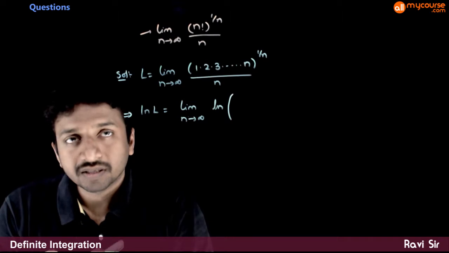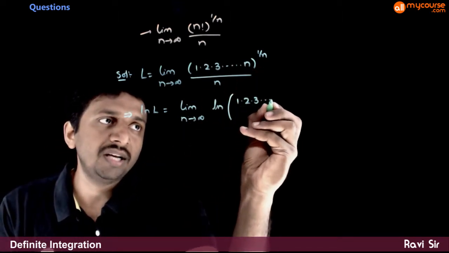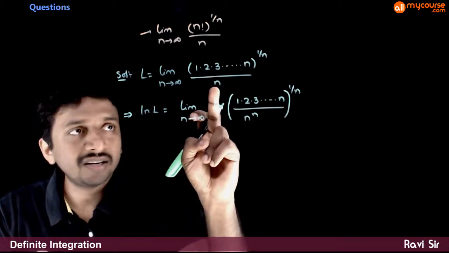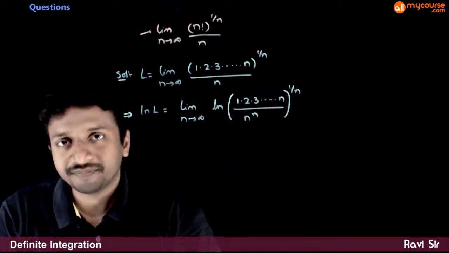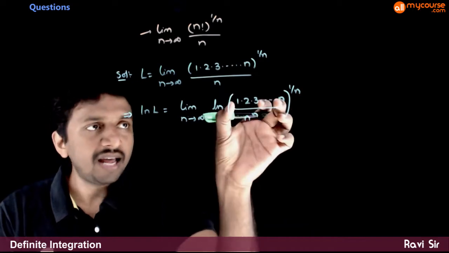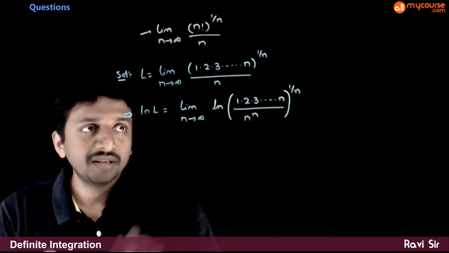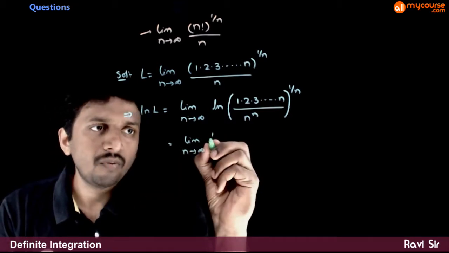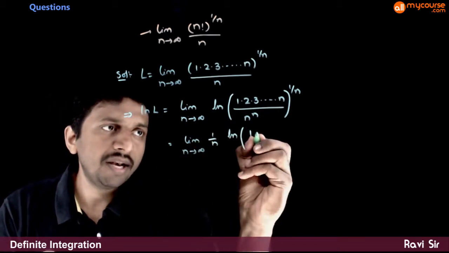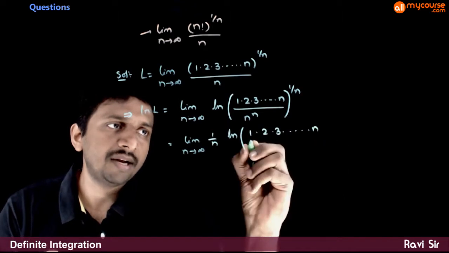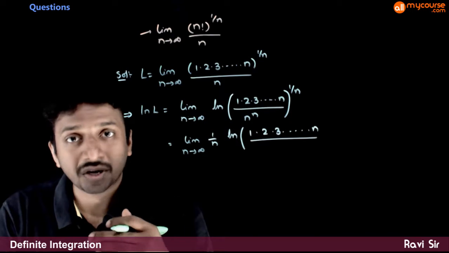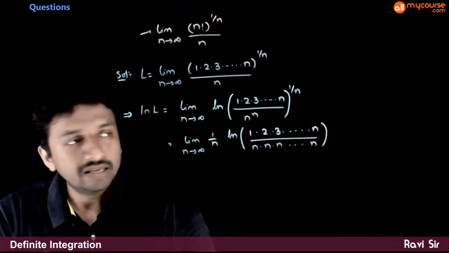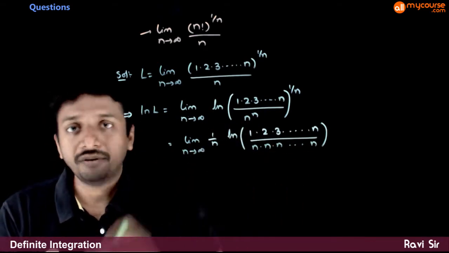ln of, I can write it as 1 into 2 into 3 into so on up to n, by n power n, whole power 1 by n. The denominator n can be written as n power n whole power 1 by n, which is the same as n. We know that the power inside log can be brought outside. That is equal to limit n tends to infinity 1 by n into ln of 1 into 2 into 3 into so on up to n divided by n power n, which is nothing but the product of n taken n times. So I can write it as n into n into n into so on into n. In the numerator you have n different terms. In the denominator also you have a product of n terms.